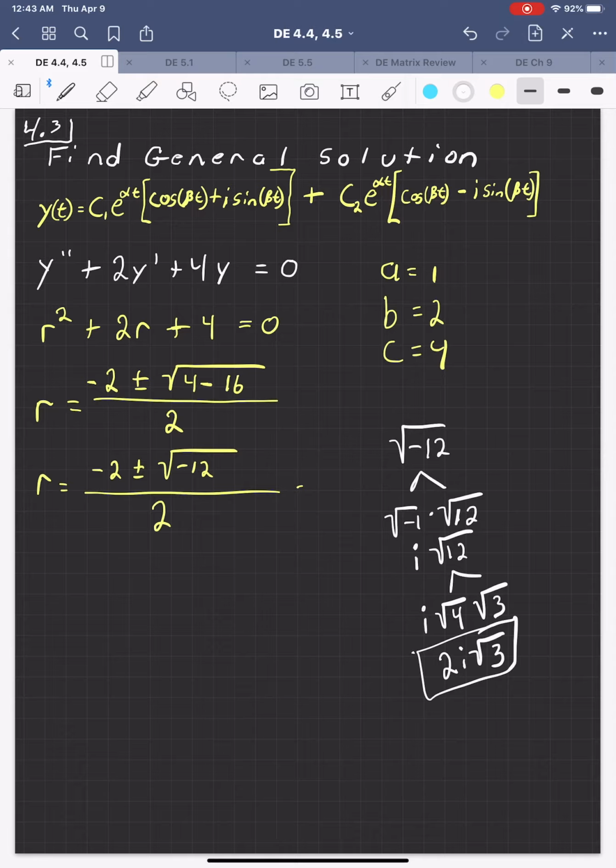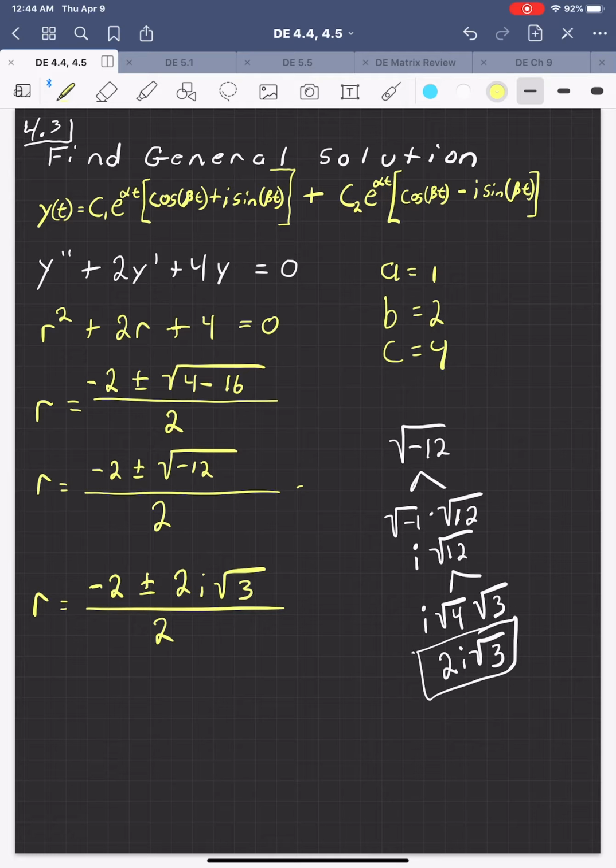So let me rewrite. So now I have r is equal to negative 2 plus or minus, and now it's going to be 2i square root of 3 all over 2.